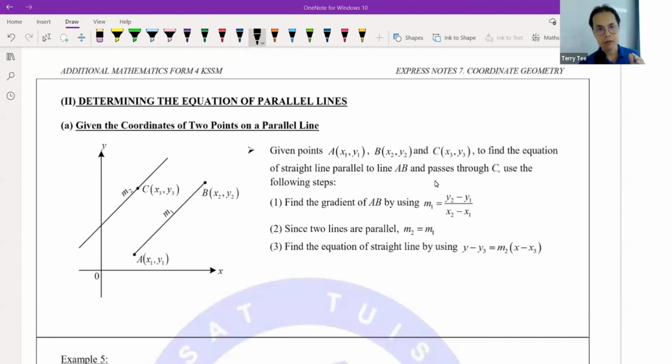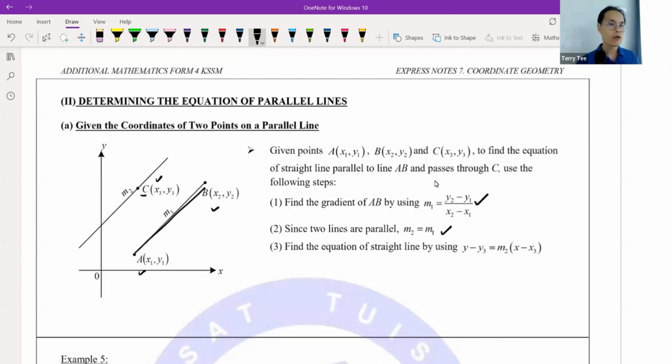So when two lines are parallel, we know the gradient of the first line is equal to the gradient of the second line. But maybe they may give you 3 points, point A, point B, point C. And then they say they want to find the equation of the straight line that passes through C and is parallel to line AB. So number one, you have to find the gradient of AB by using y2 minus y1 over x2 minus x1. Number two, since they are parallel, the gradients must be equal.